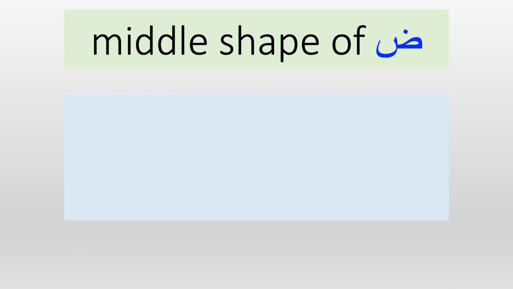The shape of the letter Dad in the middle of the word will take this form. As you can see, Dad is connecting to the right and left, meaning it is connecting to the preceding and to the following letter. In case the preceding letter cannot accept connection, it will take the following form, as you can see here. Let's take some examples. Here is the word muscle. This word in Arabic is عضلة.